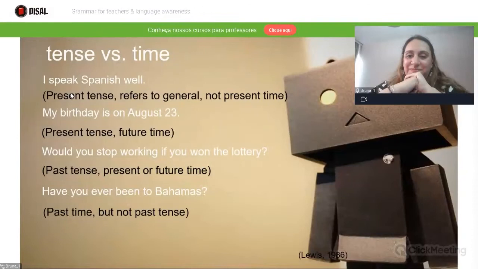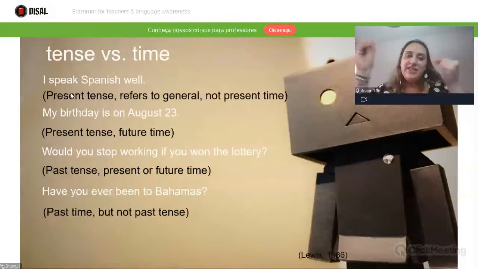Of course, we need to analyze the context. And then we need to think of what is tense, in this case only present or past. So those are the only two possibilities. And then when you think about time, that is what we want to express.